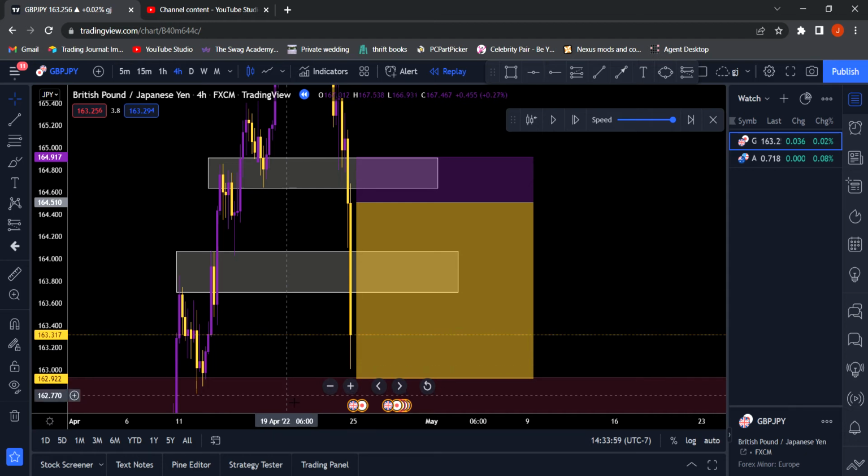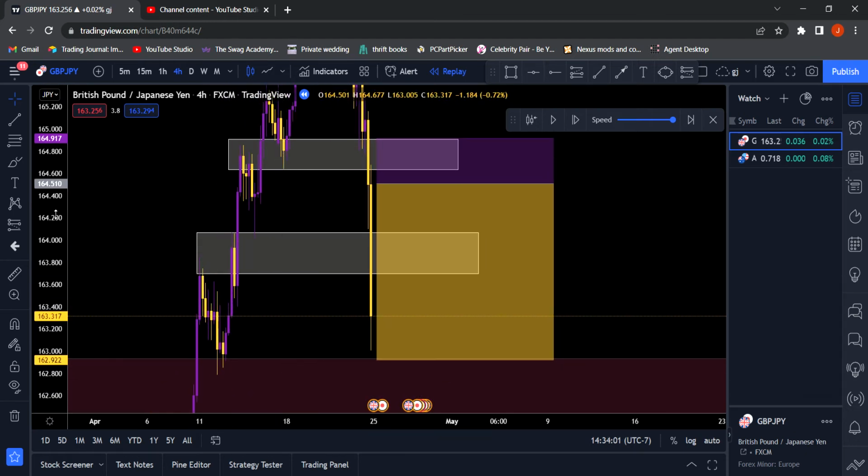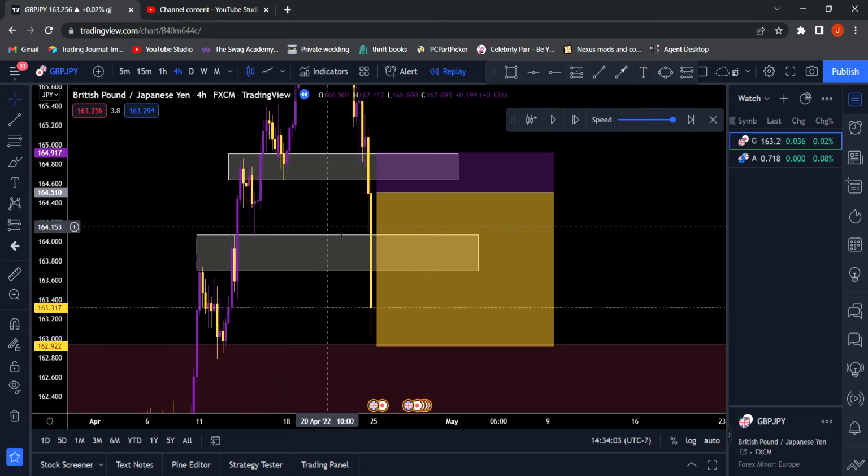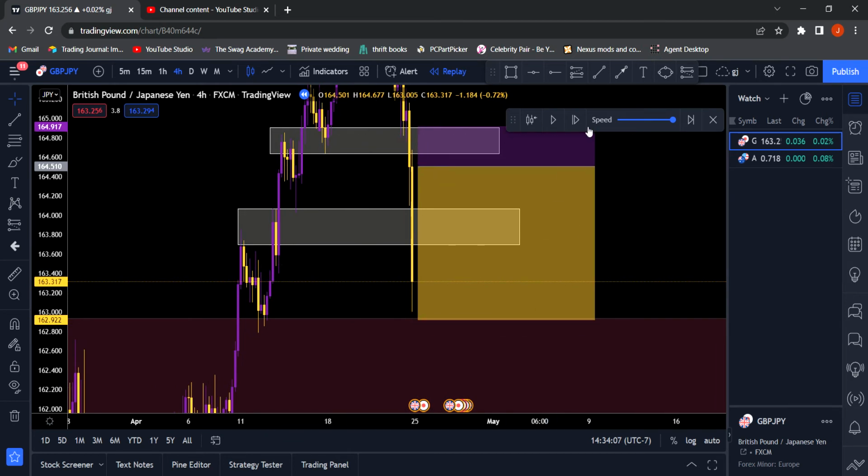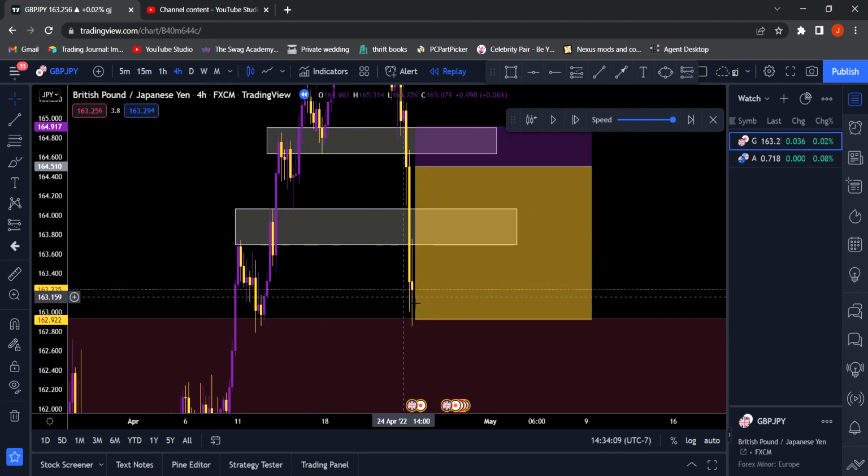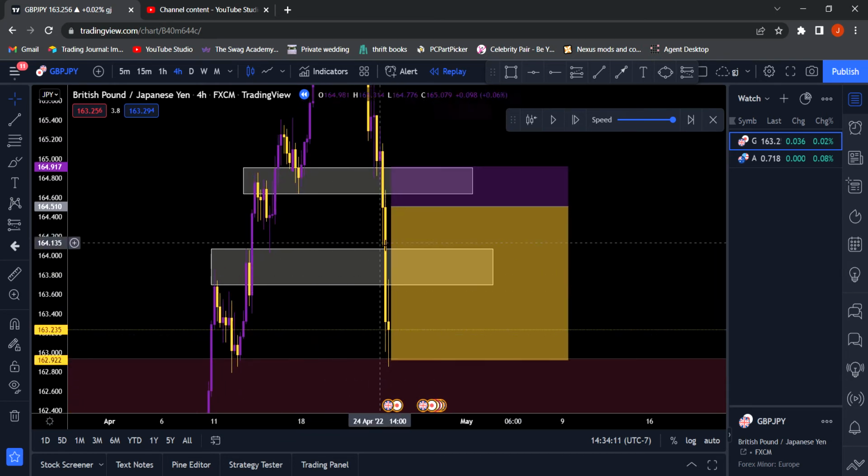So once I do that, set it to break even, I let the trade play out how it's gonna play out, and you can see it just instantly hit my TP in about 8 hours or so.